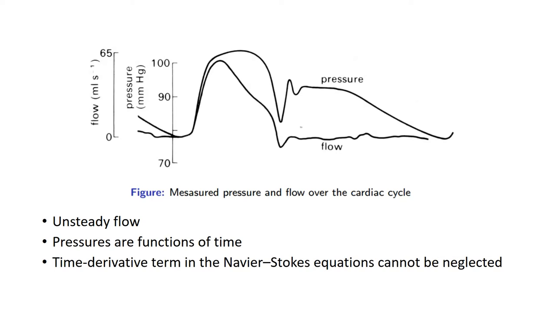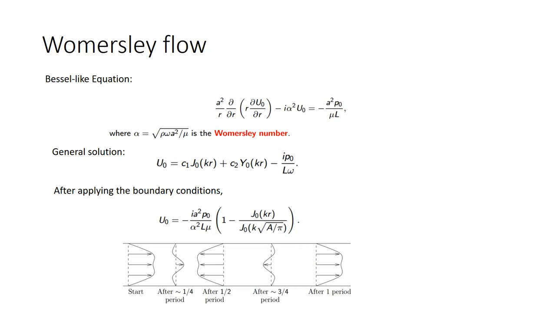However, in this case, the flow is a pulsatile flow. The pressures are functions of time, and the time derivative term cannot be neglected. To solve it, based on the Navier-Stokes equation, after different assumptions and calculations, we will obtain the unsteady flow, which obeys a Bessel-like equation, like this. The detailed procedures of the calculations are not shown here.